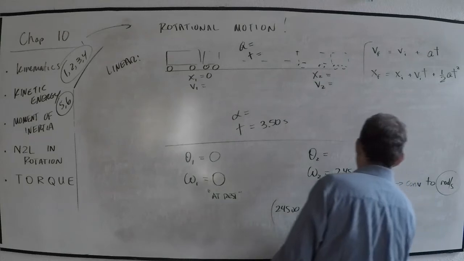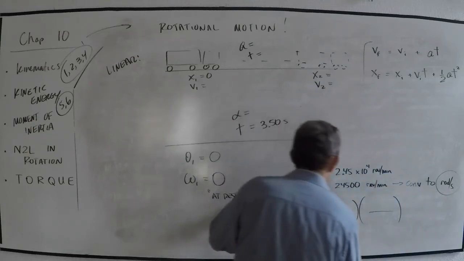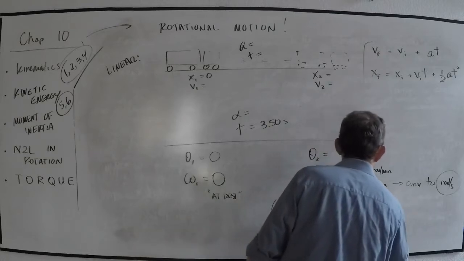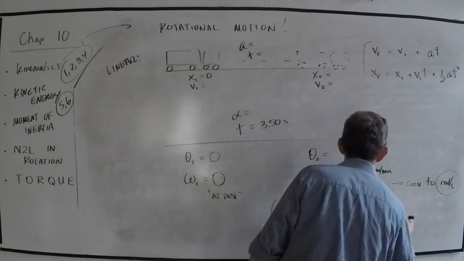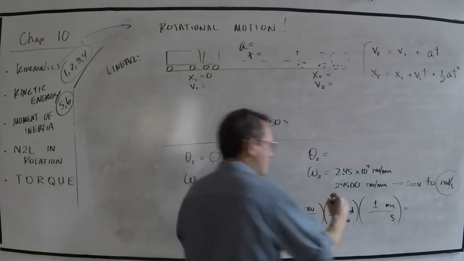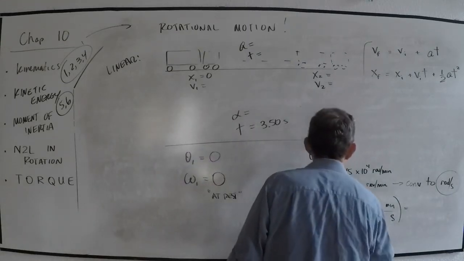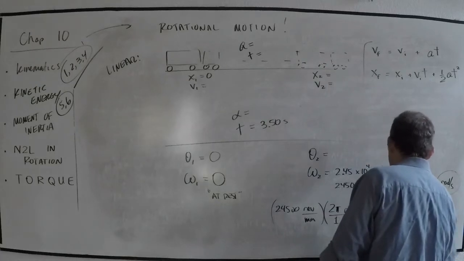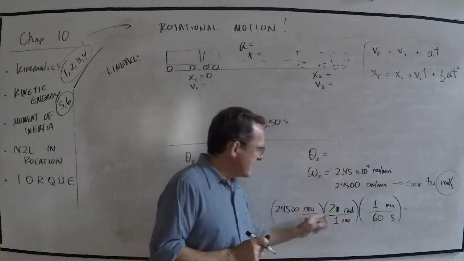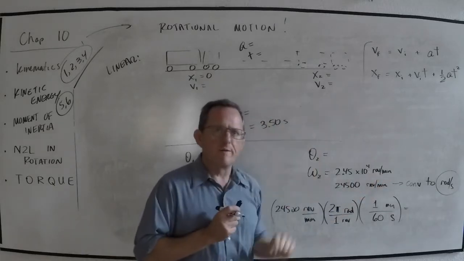Lay yourself down a couple of conversion factors. We need to convert revolutions to radians, and of course, we need to convert minutes to seconds. This is not complicated. 1 revolution, 2 pi radians. 1 minute, 60 seconds. How does this come out? The minutes knock out, the revs knock out, you get radians per second. That's why we're doing it.